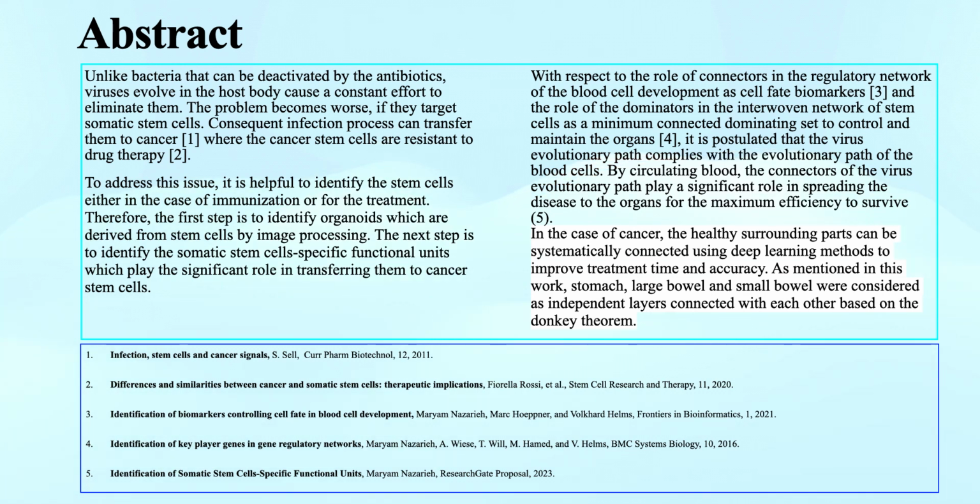To address this issue, it is helpful to identify the stem cell, either in the case of immunization or for the treatment based on identification of organoids, which are derived from stem cells by image processing, and then identify the somatic stem cell specific functional units which play a significant role in transforming them into cancer stem cells.